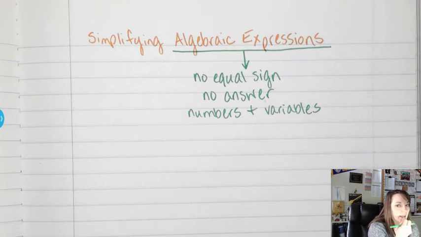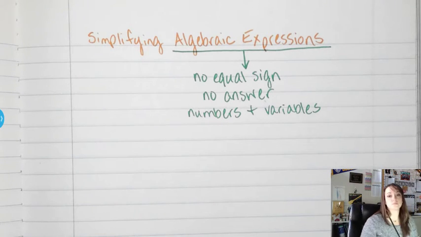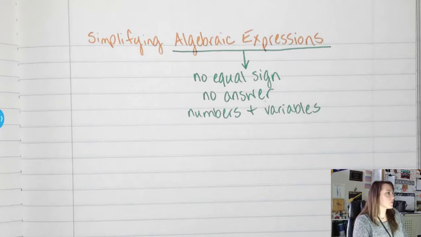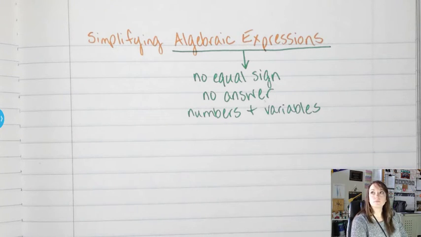We're not solving for x. We are not solving for x. We are just going to take a mess of numbers and letters and we're going to sort it and make it look nice. No equal sign, no answer.